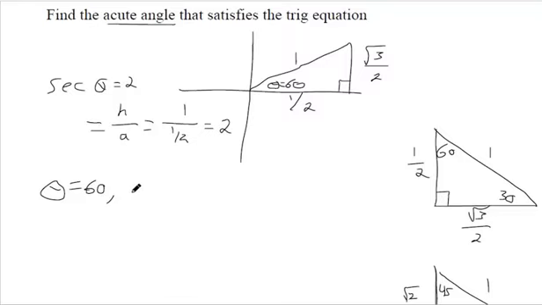Or in terms of radians, that's pi over 3, right? Divided by 180, stick a pi on there. So either of those two.